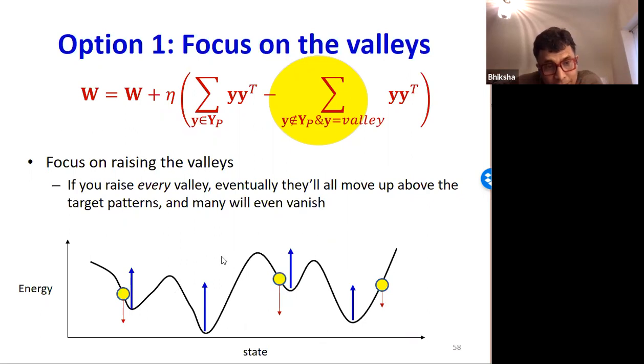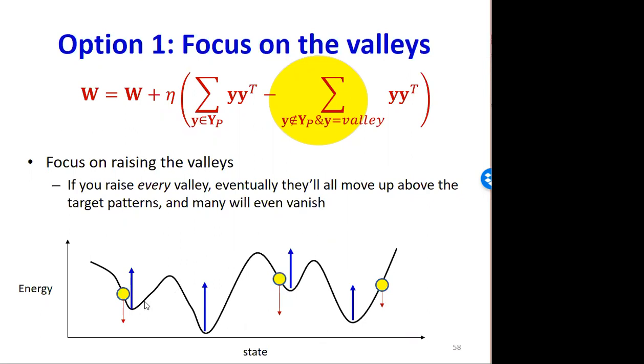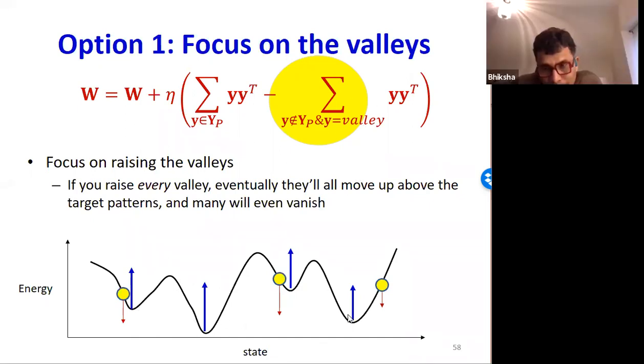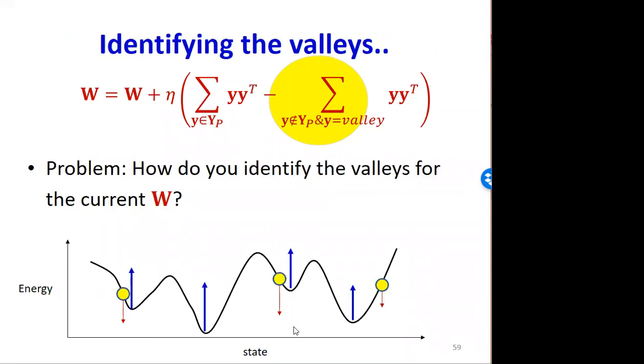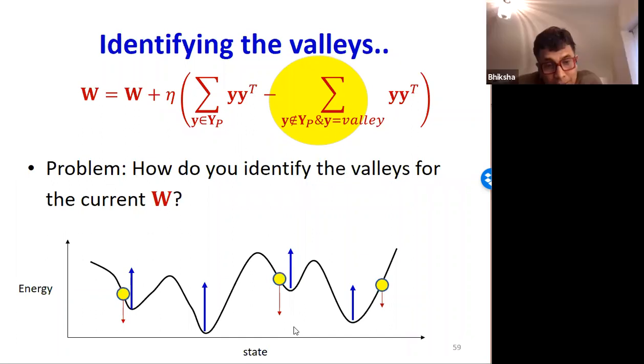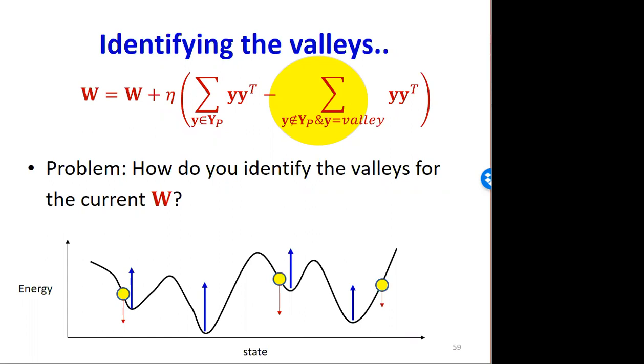So this is easy, right? What is the problem here? Anyone? The question is, how would you find the valleys, right? How do you identify the valleys for the current W? You just change one problem to a different problem. Why do you want to do that?